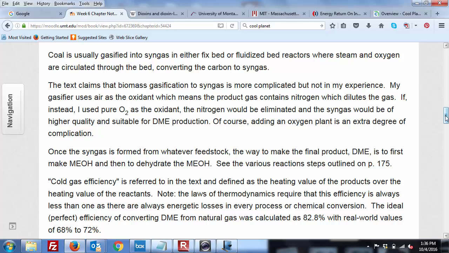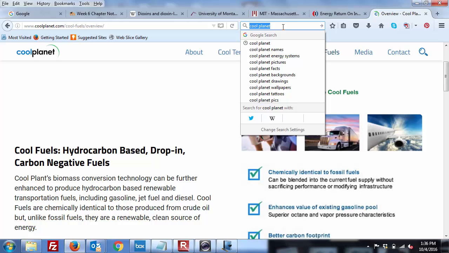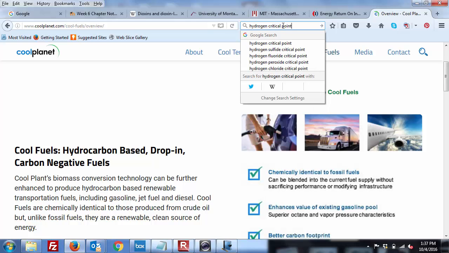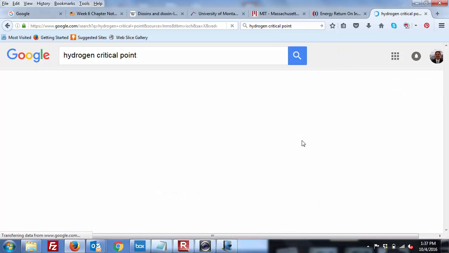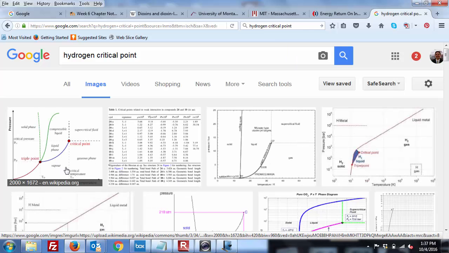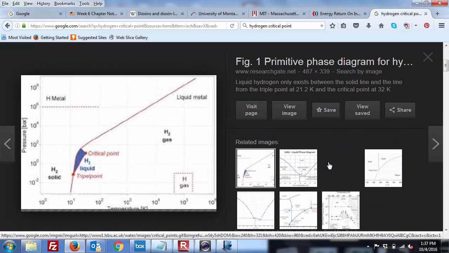Is it liquid or is it just under pressure? It's kind of gassy, isn't it? It depends. Hydrogen is the holy grail. Let's look at the hydrogen critical point. It has to be fully liquid without boiling. It needs to be at 28 K. Fully liquid state without boiling. So that's going to be a question.